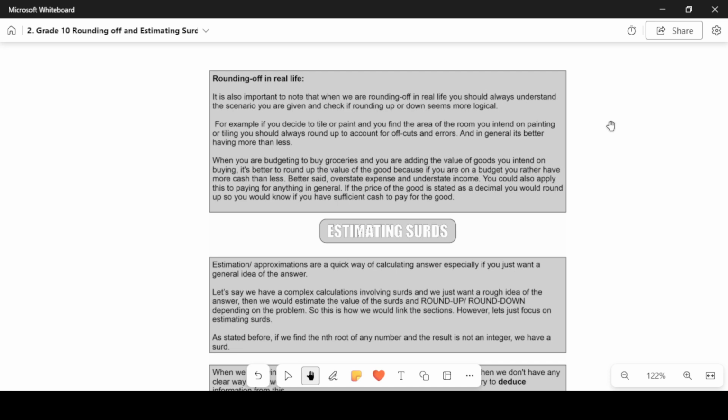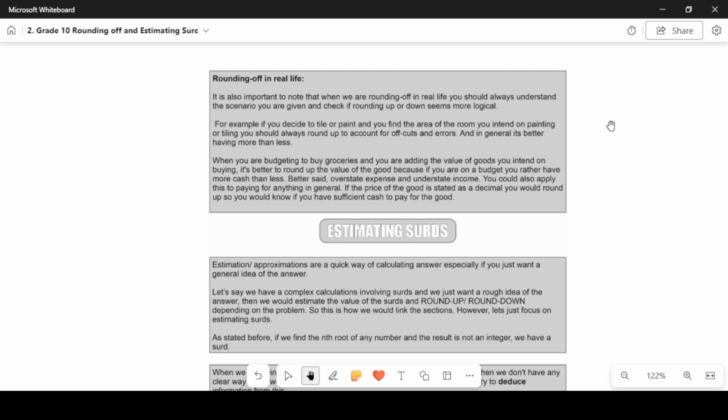When you are budgeting to buy groceries and you are adding the values of the goods you intend on buying, it's better to round up the value of the goods, because if you're on a budget, you'd rather have more cash than less. So if you're buying a loaf of bread and it costs you 19 rand 20 cents, you'll just round up and say it's 20 rand, right? Because it's better to have more cash and overstate your expenses. That's basically what we're saying.